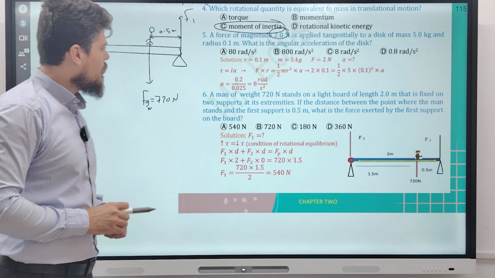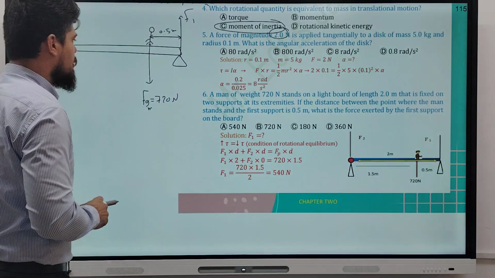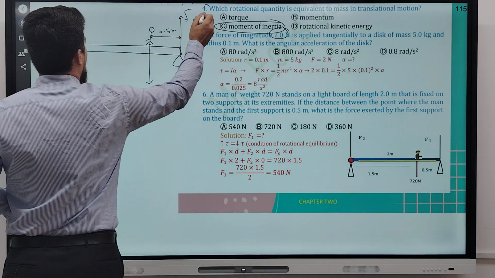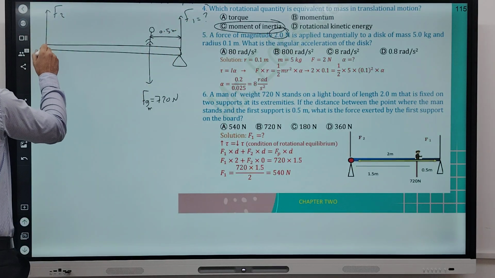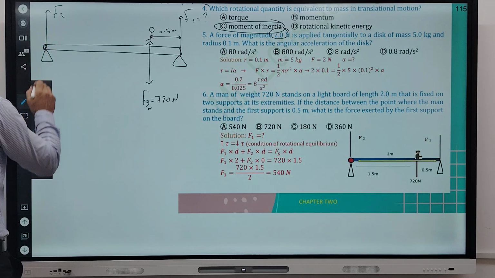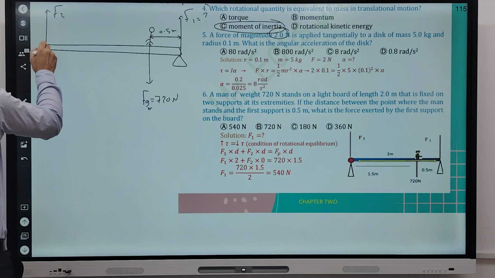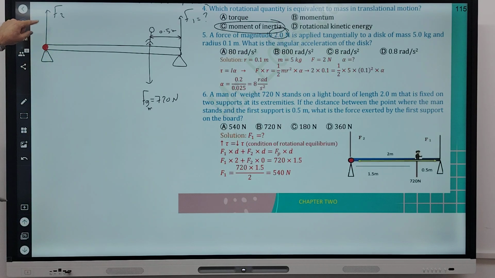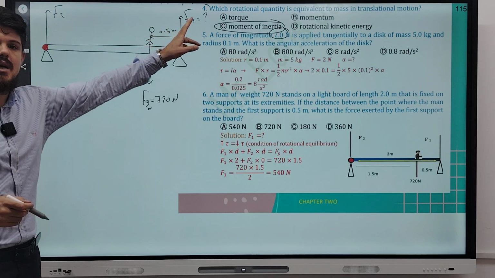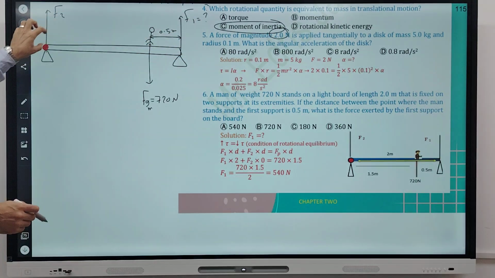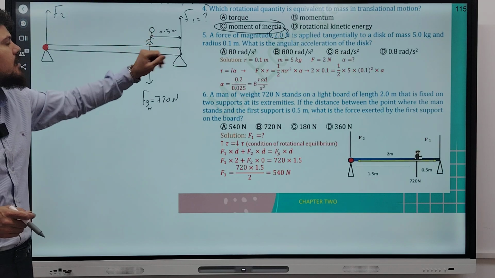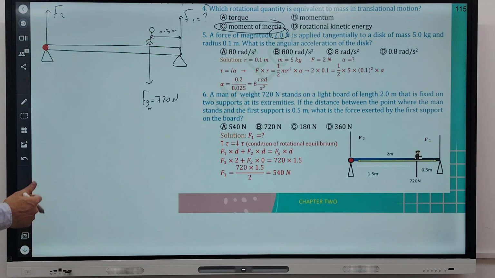Okay? What is the force exerted by the first support on the board? F1 is unknown. If F1 is unknown, we have to make F2 the axis of rotation. Without an axis of rotation, you cannot solve the question. The selection of the axis of rotation is arbitrary. It's up to you. Why do we make F2 the axis of rotation? Because F1 is unknown. To find F1, F2 should become the axis of rotation. But to find F2, you have to make F1 the axis of rotation.